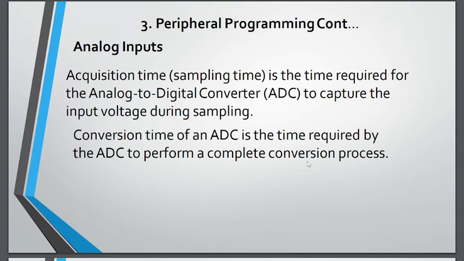Let's talk about acquisition time. It is the time required for the analog to digital converter to capture the input voltage during sampling. Conversion time of an ADC is the time required by the ADC to perform a complete conversion process.